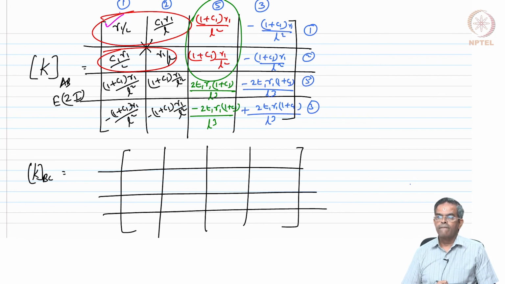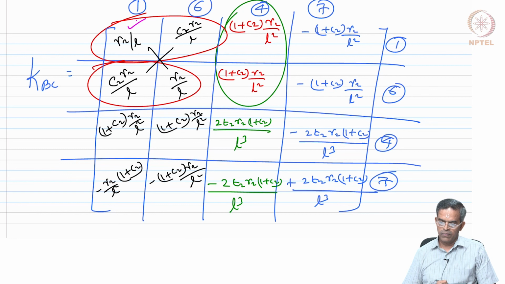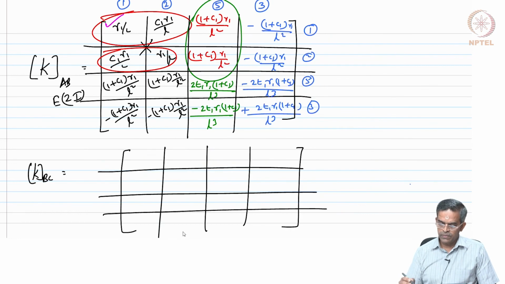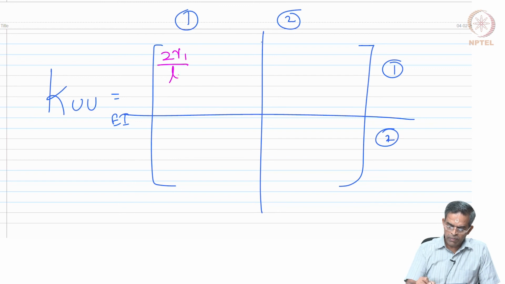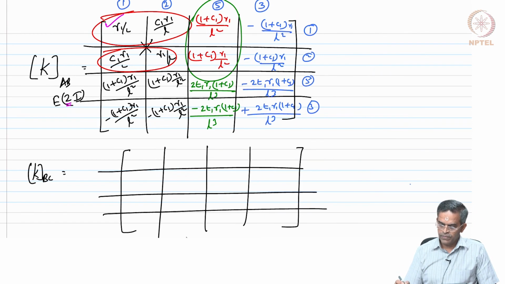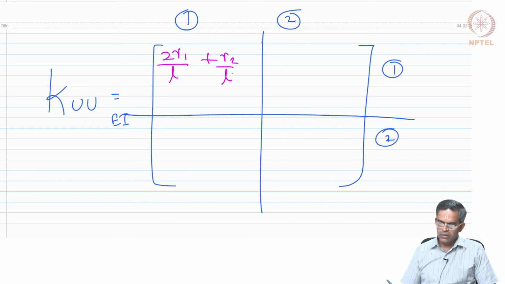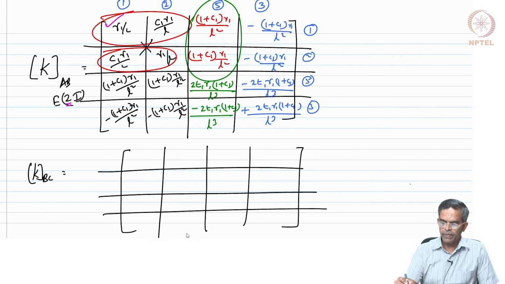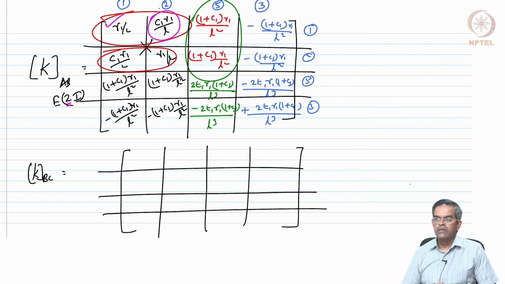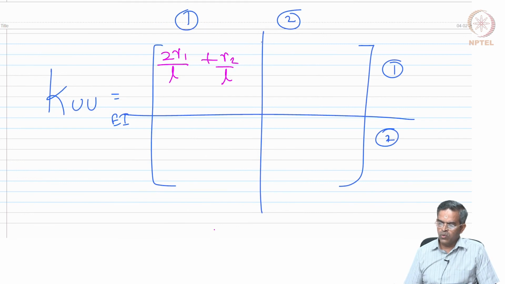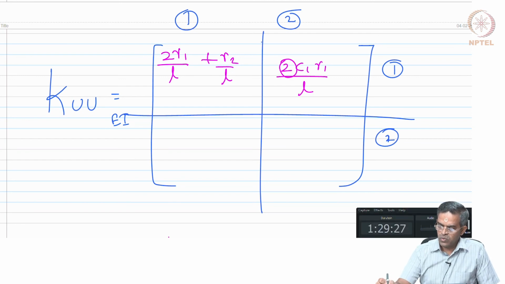So, K11 plus the other one is K11 of the second member. Now please note there is a 2 multiplier here. So, 2 R1 by L1, 2 R1 by L, L1 is the same. Then for the second member it is R2 by L. Then let us go to 1, 2 from here. 1, 2 is this value, so 2 C1 R1 by L. Why has this 2 come? This 2 has come because of this.